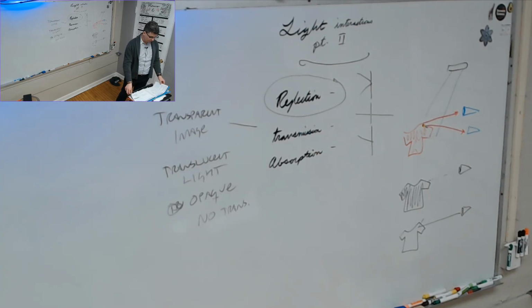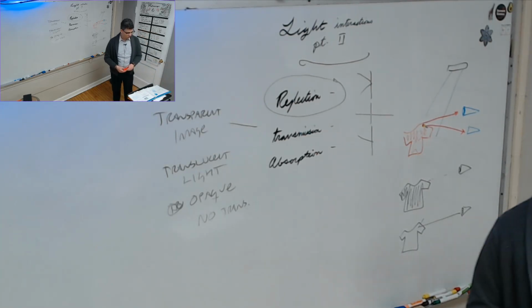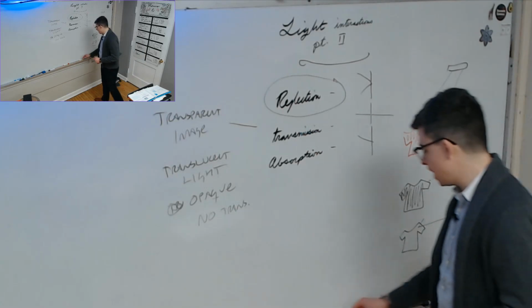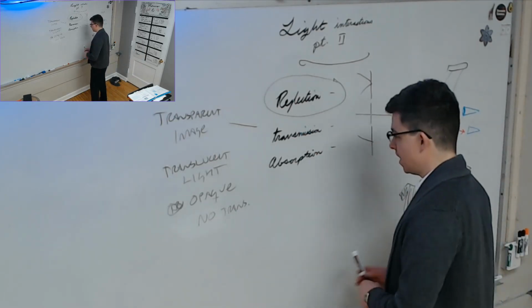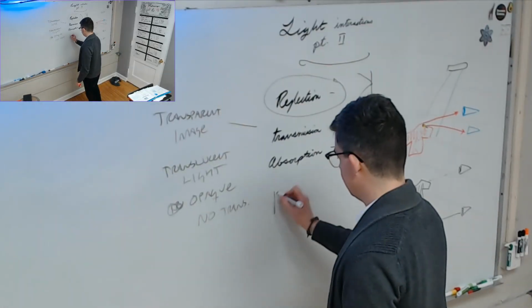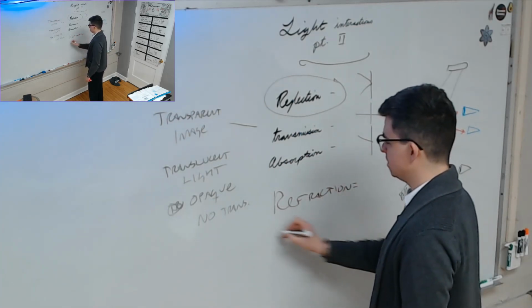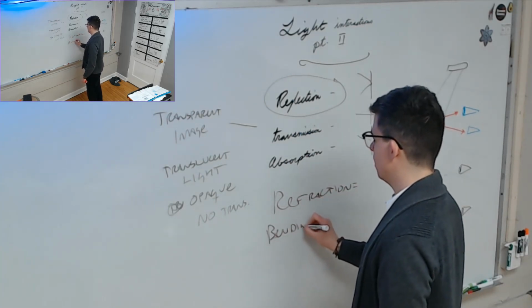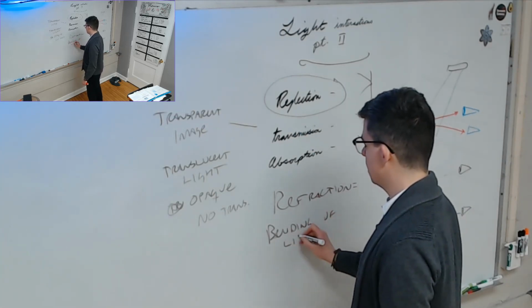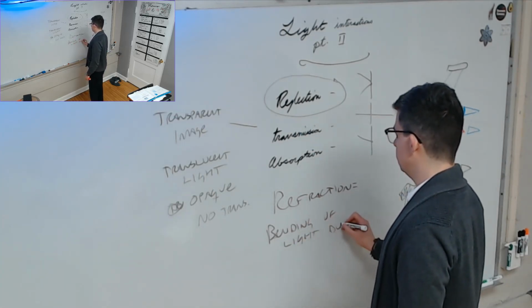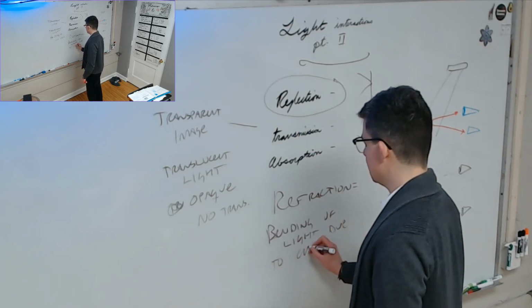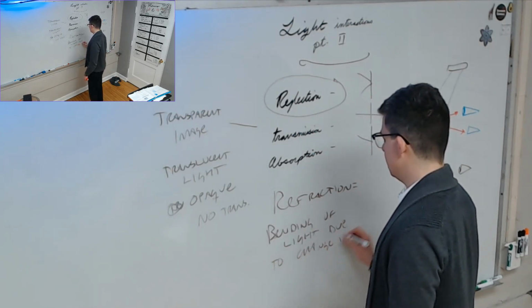Okay, I think that's good. Oh, let's talk about refraction. That's when you stick a straw in the... It only has to do with straws, right? Refraction is when light changes medium, it bends. Refraction is the bending of light due to change in medium.